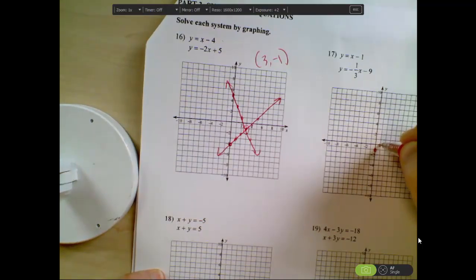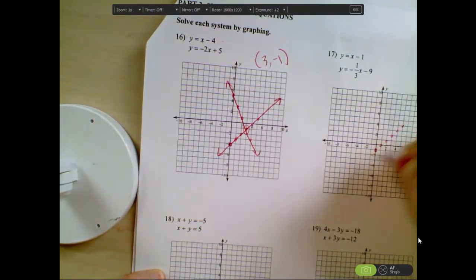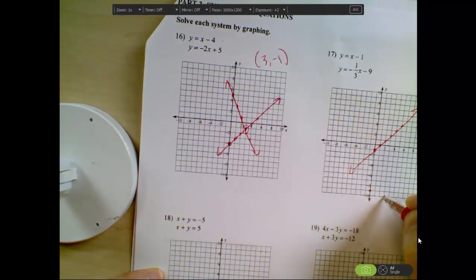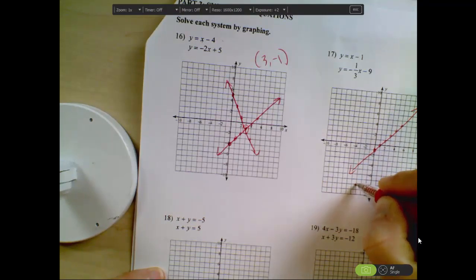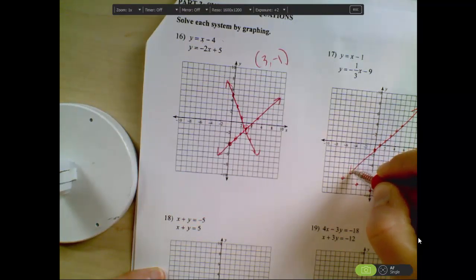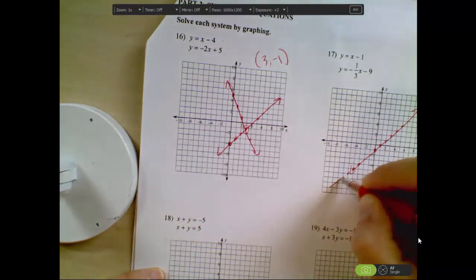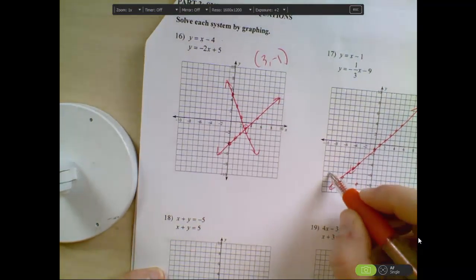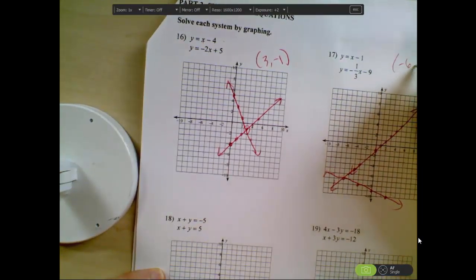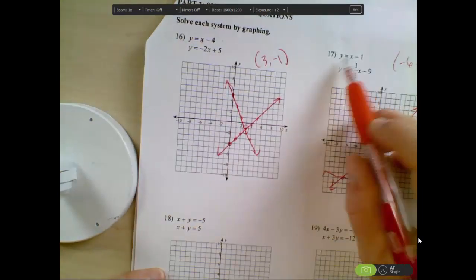Here, -1 is my y-intercept, +1 is my slope. -9 is my y-intercept, -1/3 is my slope. Now again, this line's going to go like this, so I'm going to go up 1 over 3, up 1 over 3. And if I keep continuing this line with a slope of +1, it looks like they're going to cross right there, which is -6, -7.